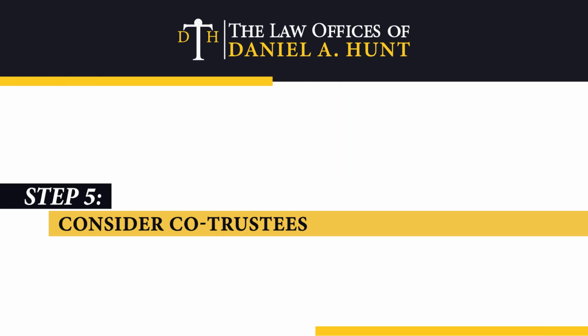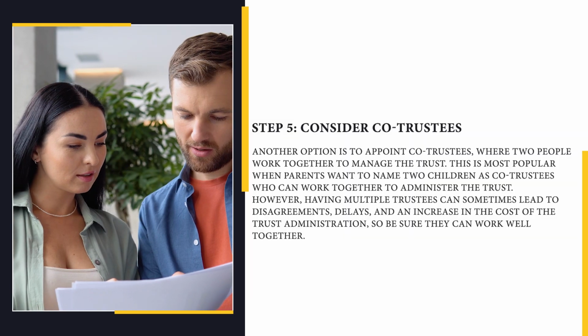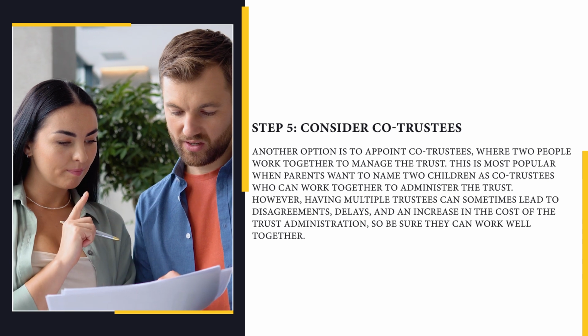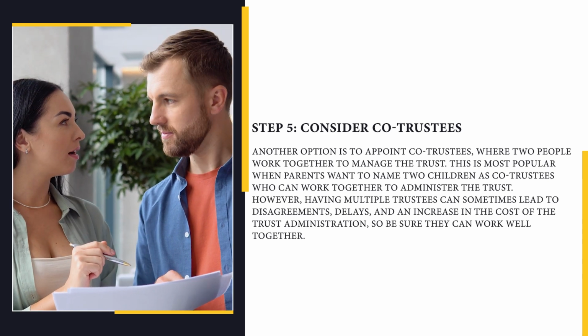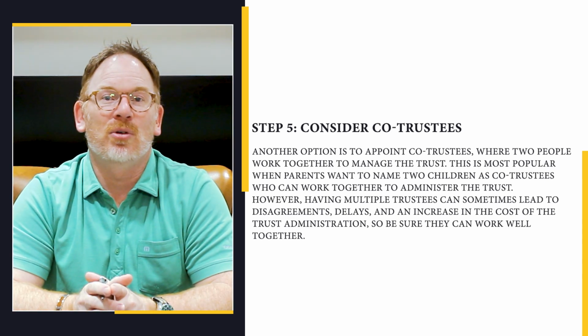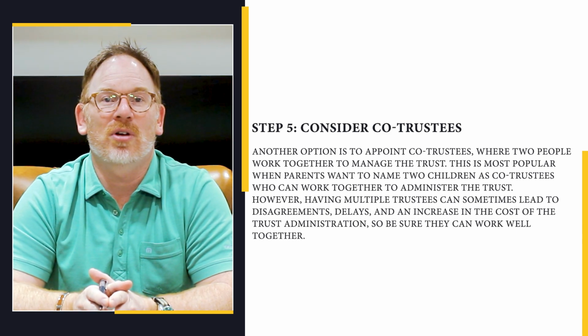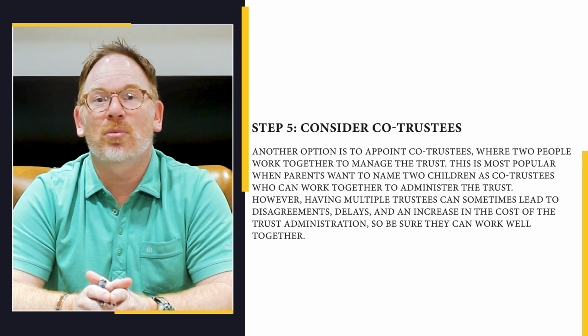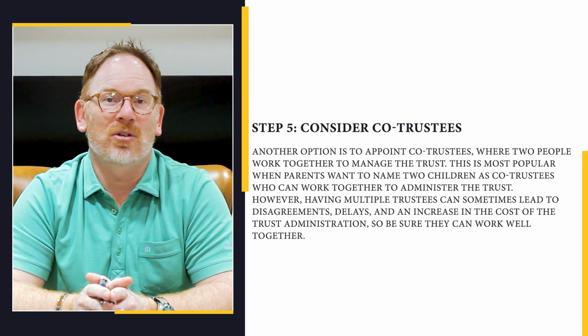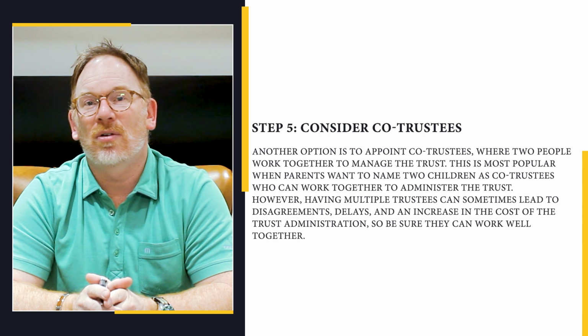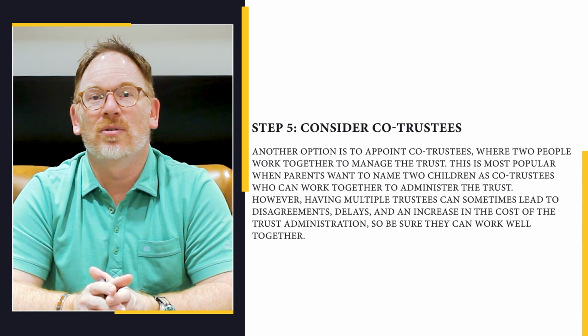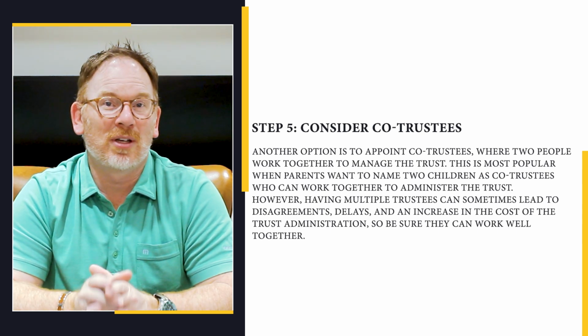Step 5. Consider co-trustees. Another option is to appoint co-trustees, where two people work together to manage the trust. This is a popular option when parents want to name two children as co-trustees who can work together to administer the trust. However, having multiple trustees can sometimes lead to disagreements, delays, and an increase in the cost of the trust administration, so be sure they can work well together.